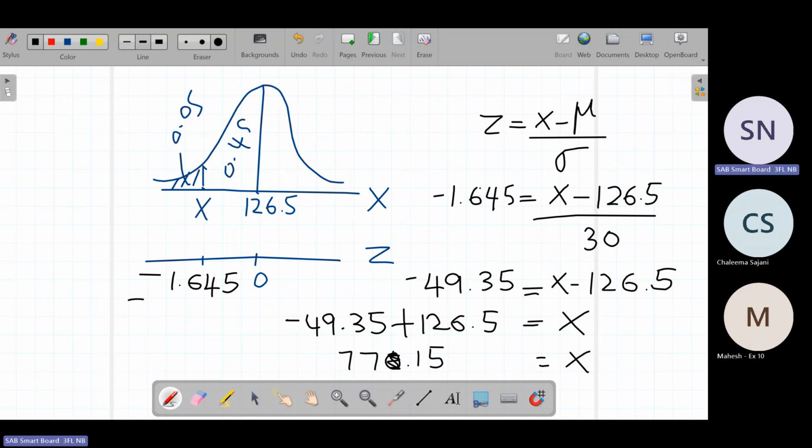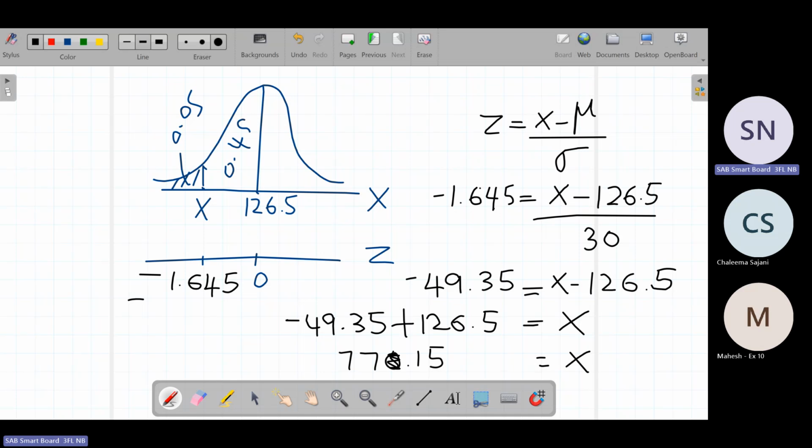Any questions? The break. After the break, we will move on to finding the mean value and the standard deviation using the probability value.